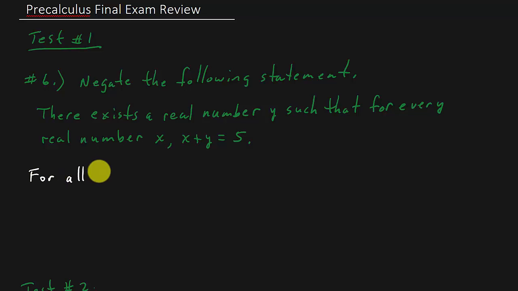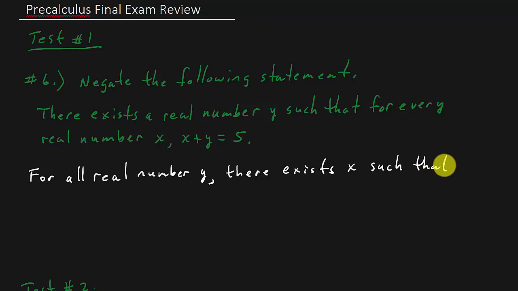for all real numbers y, there exists x such that x plus y does not equal 5, because see here it says equals 5. So that would be the negation of that one.